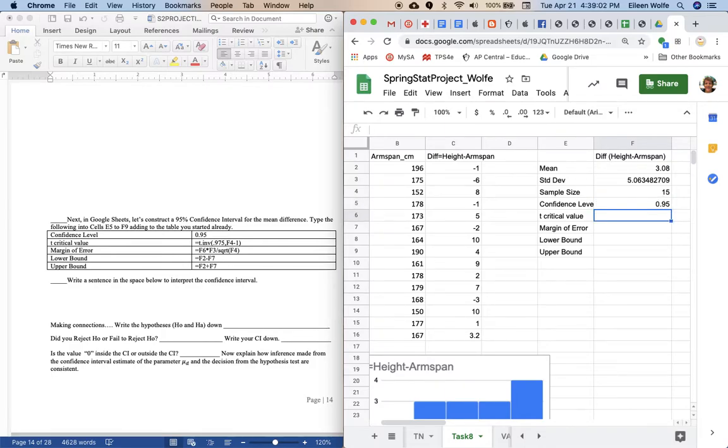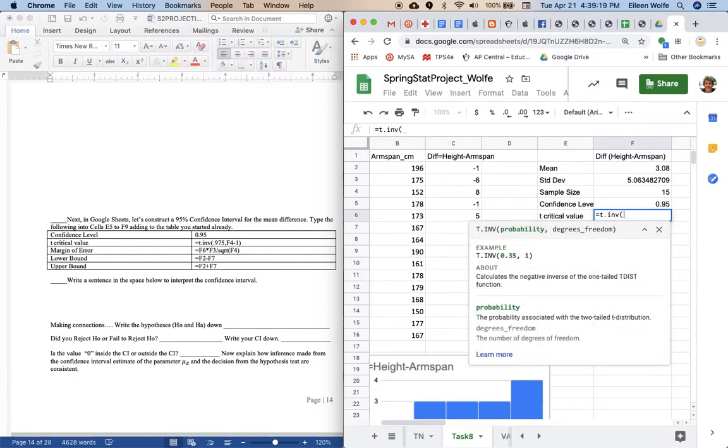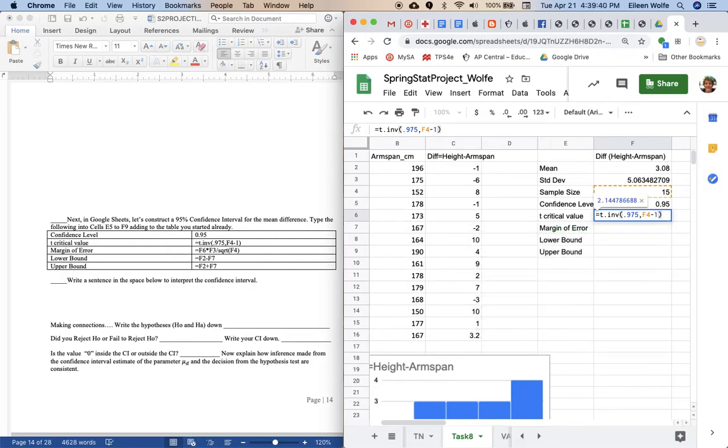Now for my t-critical value, there is a spreadsheet command for that. Since I have a 95% interval, remember I have 0.025 in each of the tails. So if I want my t-critical value to come out positive, I'm going to need to type equals T.INV, and I'm going to say that my left tail area is 0.975. And then I have to type degrees of freedom. So remember, I have the sample size already sitting in cell F4. So I'm just going to type F4 minus 1. Okay, so there's my t-critical value.